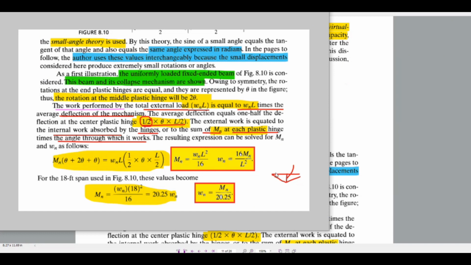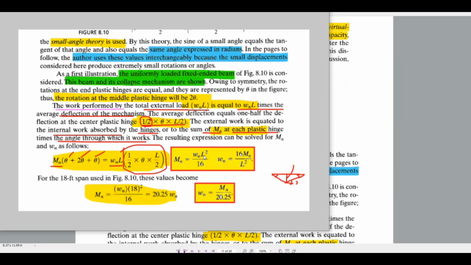Here one Mp is there, right? So Mp into theta. Here also Mp into theta. But here it is Mp times 2 theta. So theta, 2 theta, theta comes like Mn into 4 times theta. This Wn into L, that's the load, into this average displacement 1/2 into theta and L/2.